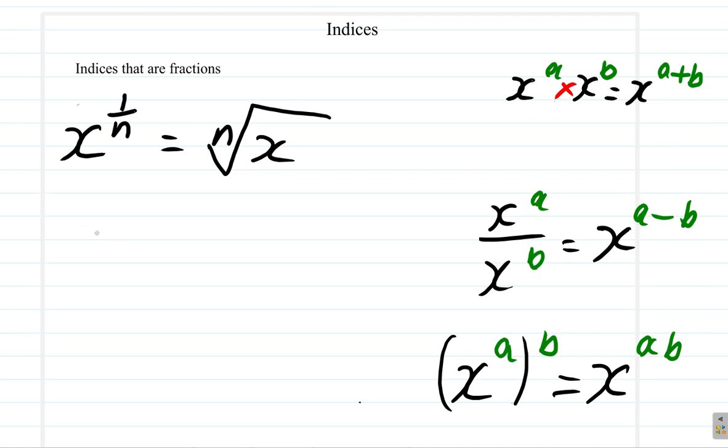Suppose, for example, I want to find out what 4 to the 3 over 2 is. This would be the same as 4 to the 1.5, but let's keep it as an improper fraction. And if you don't remember what that is, you have to review your fractions, because we're looking at indices that are fractions. What is 4 raised to the power of 3 over 2? Let's see.